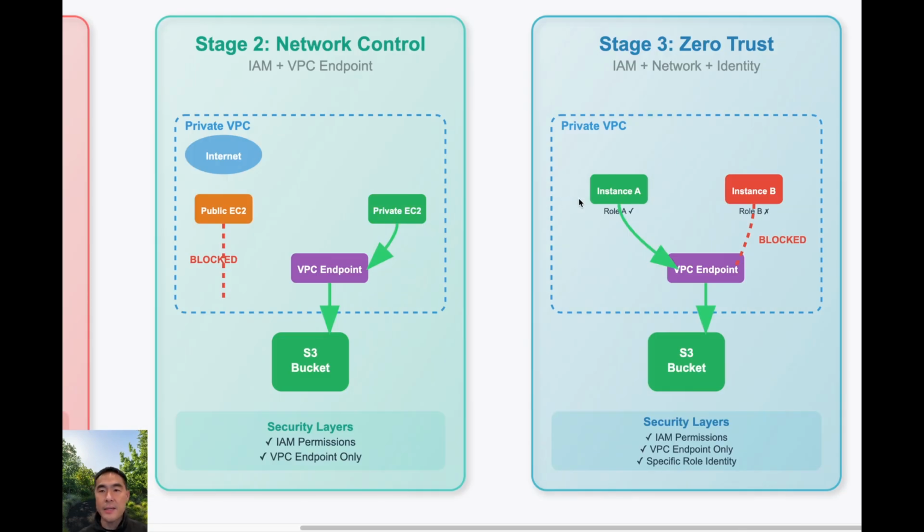And then lastly, moving to stage 3 is where we still have that network boundary, but we add another layer with only a specific role being able to access the VPC endpoint. We have two instances here, A and B, and only A will be allowed to access the S3 bucket. Even though instance B is accessing the S3 bucket privately through the VPC endpoint, it won't be able to.